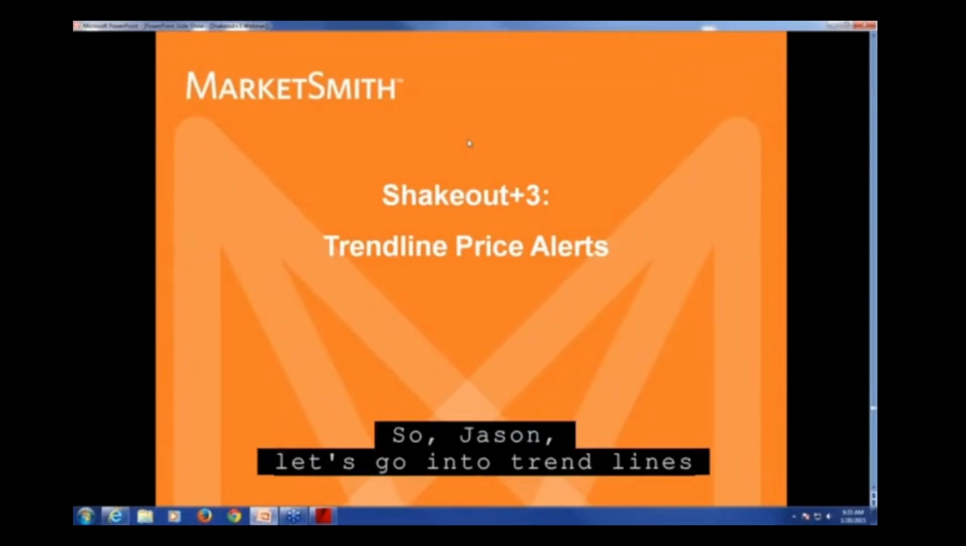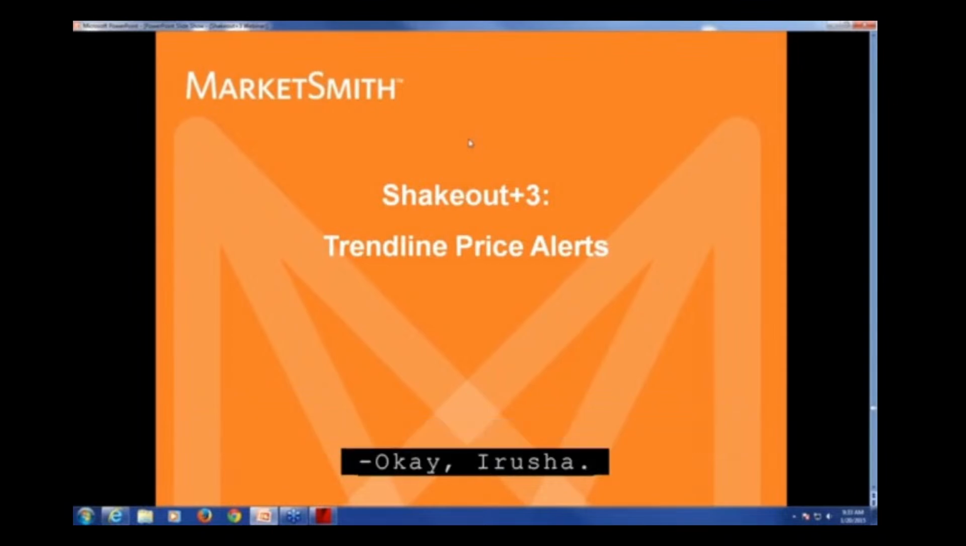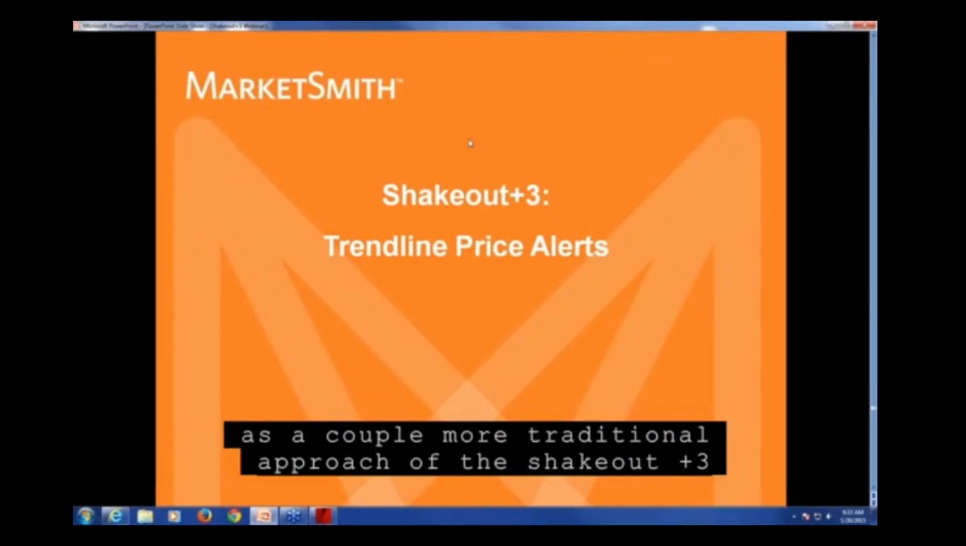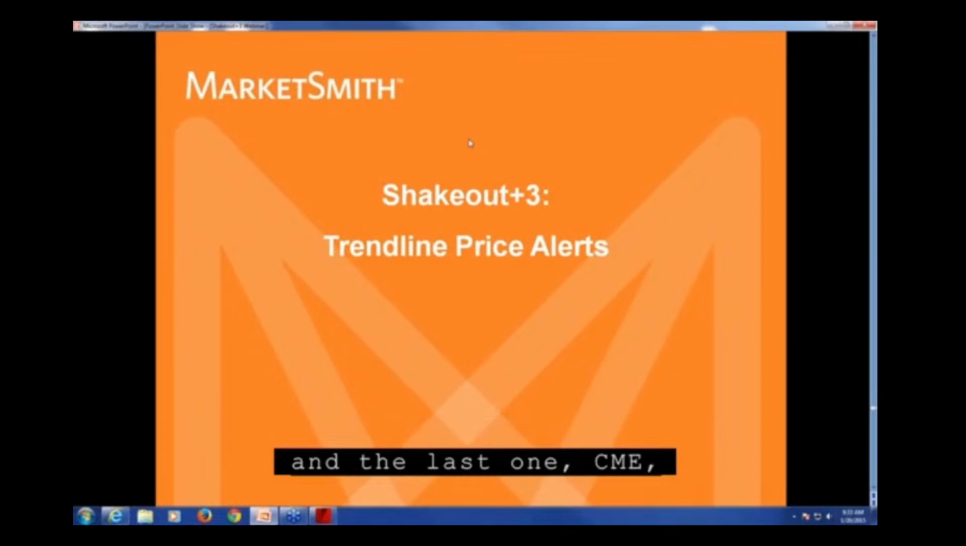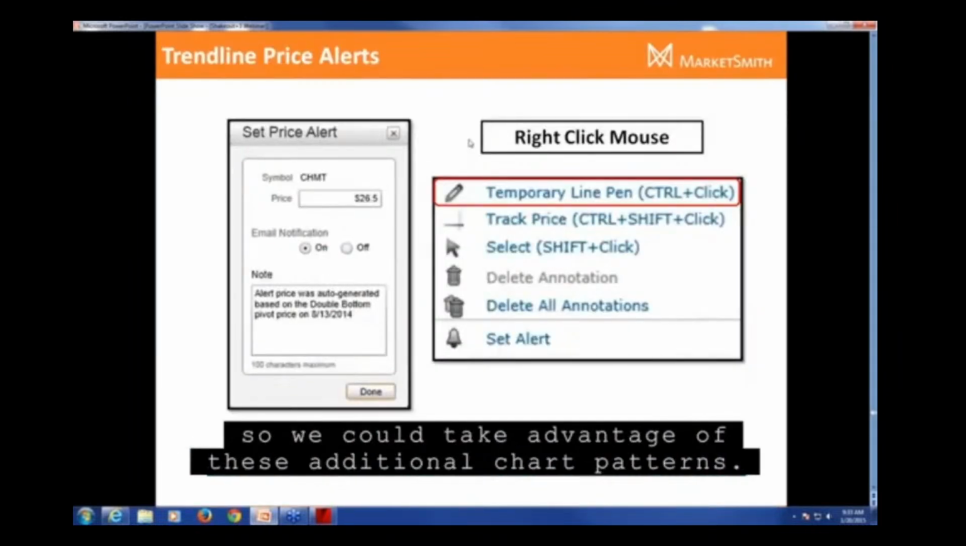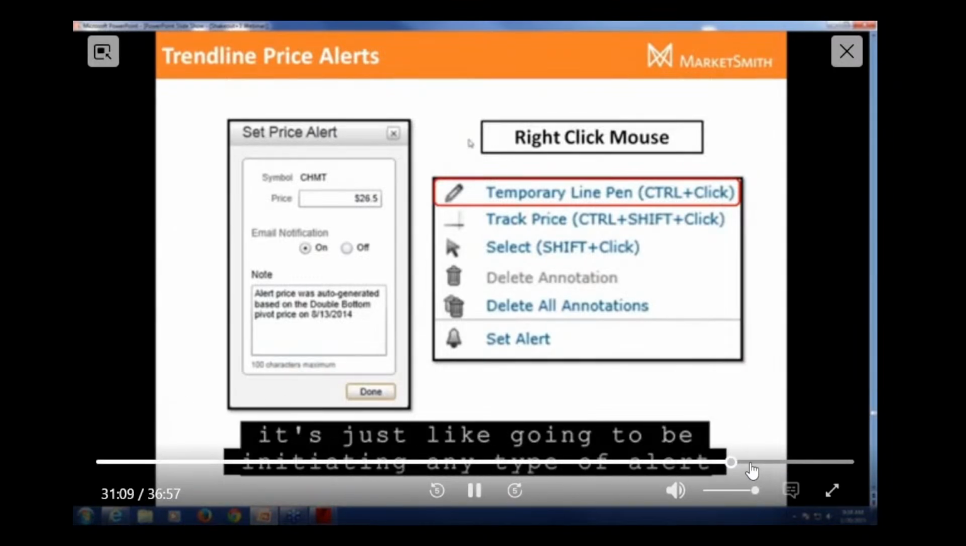So Jason, let's go into trend lines and see how we can use MarketSmith to set us up for that. Okay, Arusha. So now that you've seen it so far in this presentation, a couple of more traditional approaches of the Shakeout plus 3, and the last one, CME, a non-traditional approach. Now we understand the concept. Let's go into MarketSmith and learn how to set the trendline price alerts so we can take advantage of these additional chart patterns.